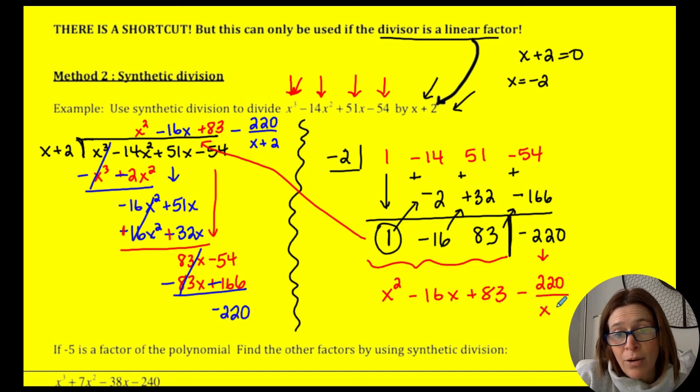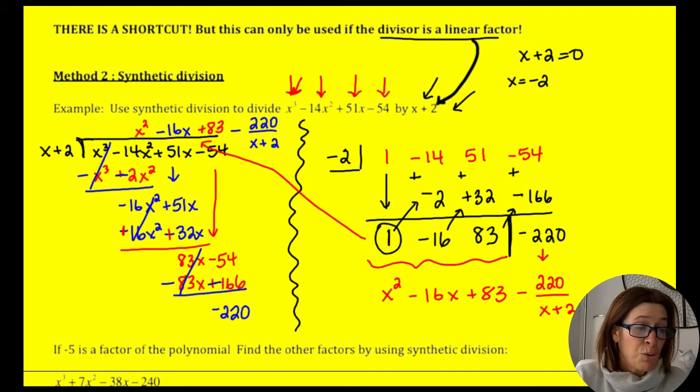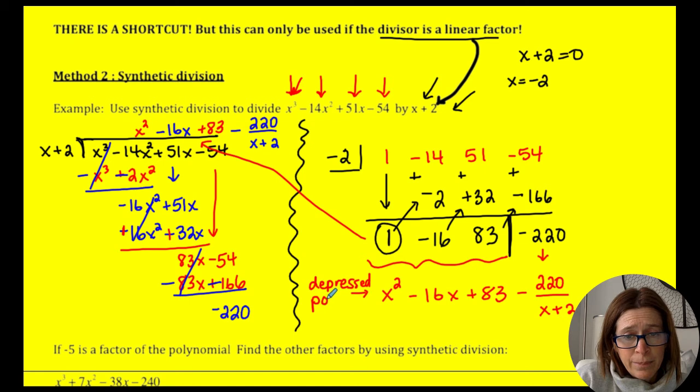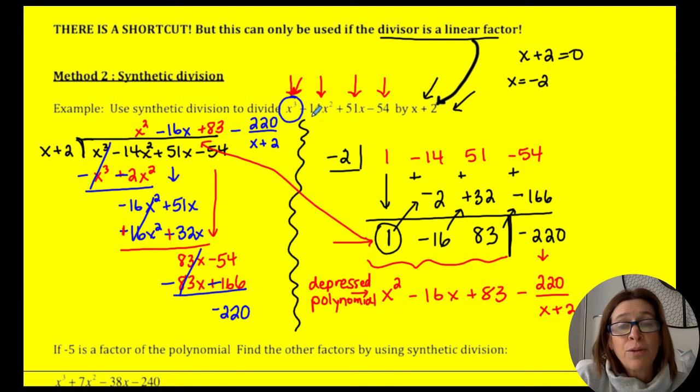And then I'd be writing it over my original divisor. So you can see it really is a shortcut. Again, I want you to recognize we call this the depressed polynomial. It comes from the coefficients that you get using synthetic division. As long as you recognize you have to go from your original polynomial down 1 degree.